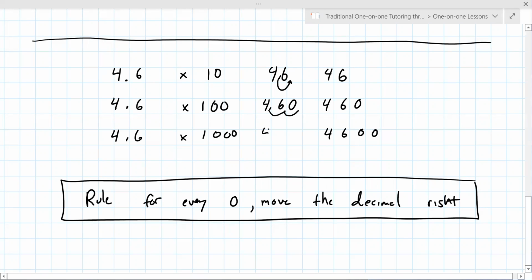Okay, now for the last one, there are 3 zeros. So you move the decimal to the right 3 times. 1, 2, 3. And I think of these like an egg carton. Think of these as places where you put the egg.